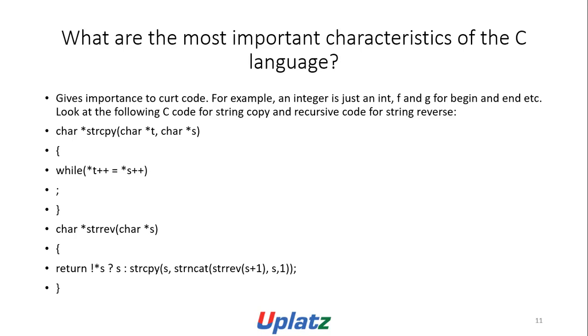Character star string copy, character star t is character star n. While star t plus plus equals star s plus plus. Character string reverse, character s return apostrophe star yes question mark s star colon string copy s string concatenate str reverse s plus plus s comma 1.